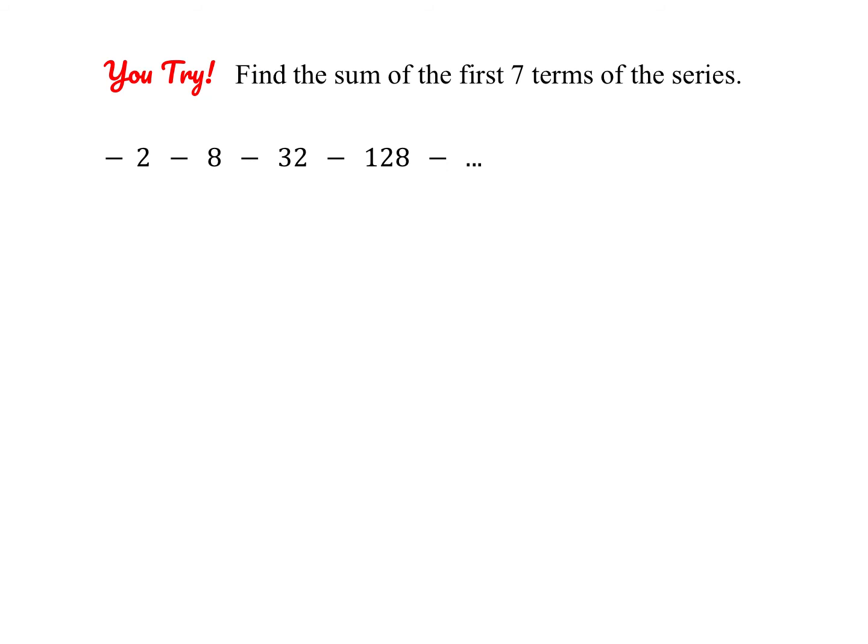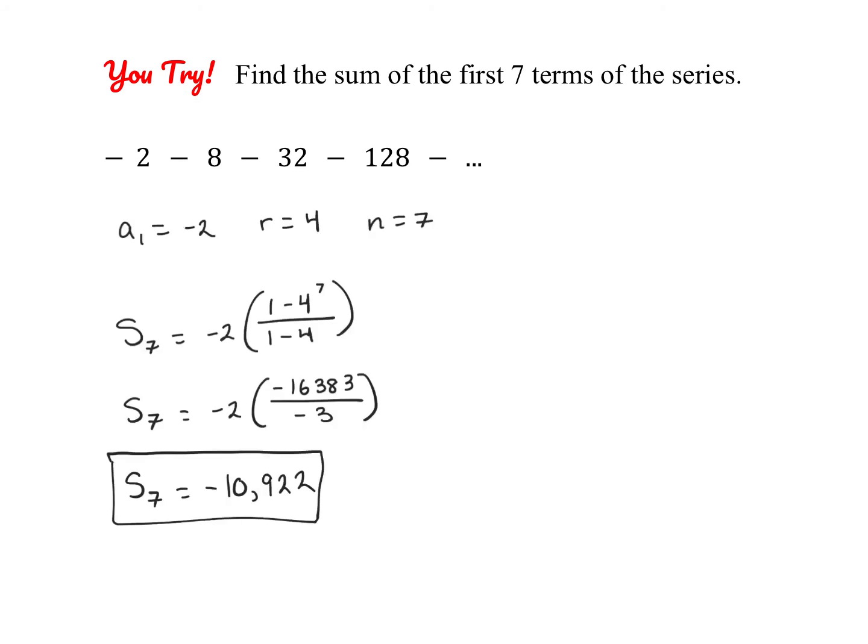All right, so again, I have one for you to try on your own, so please pause the video and give it a go. All right, so go ahead and check your work here. We have everything we need to use our formula. We know the first term is negative 2, our r value is 4, and n is 7. So you plug it into the formula, and you should get negative 10,922.